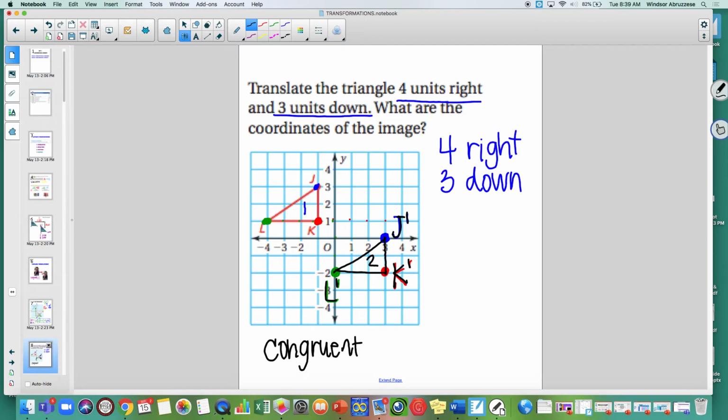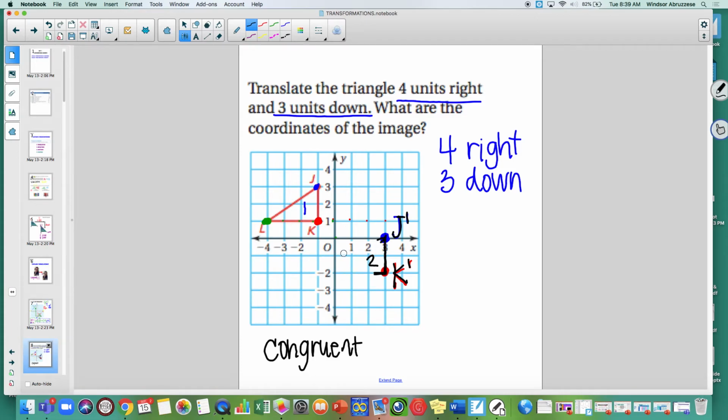Let's say by accident you made a mistake and your L stretches all the way over here. So here's your new triangle. Do these two figures now look congruent? No. A translation creates two congruent figures. So if your second triangle looks a little crazy, you might have done something wrong and you're going to want to go back and check your work.